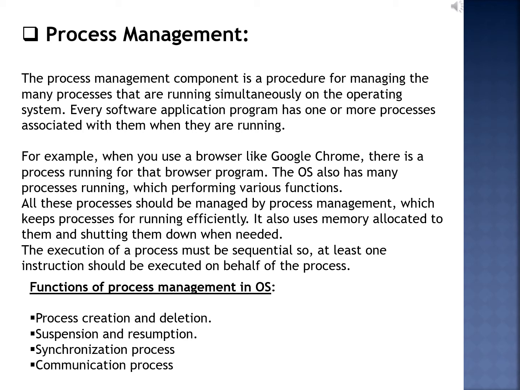A process is a unit of work in a system. Such a system consists of a collection of processes, some of which are operating system processes, those that execute system code, and the rest being user processes, those that execute user code. All of those processes can potentially execute concurrently.